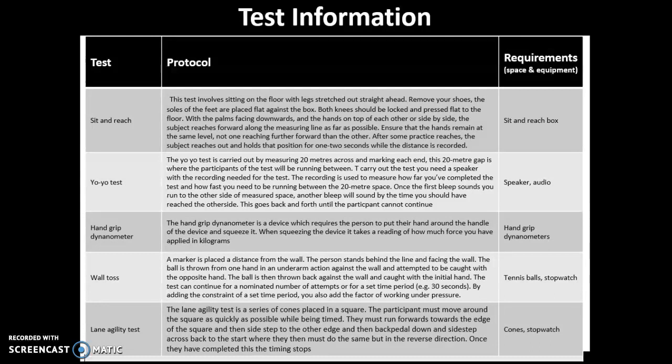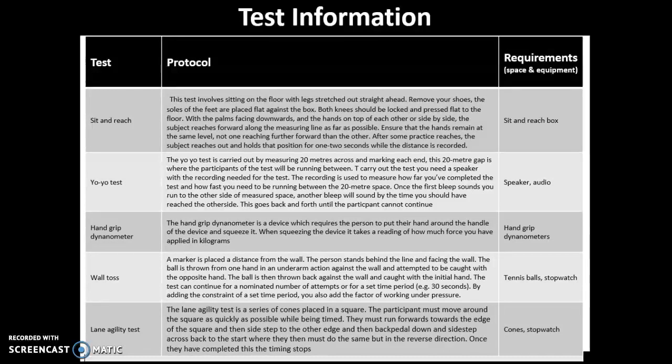So the yo-yo test is carried out by measuring 20 meters across and marking each end. This 20-meter gap is where the participants of the test will be running between. To carry out the test, you need a speaker with the recording needed for the test. The recording is used to measure how far you've completed the test and how fast you need to be running between the 20-meter space. Once the first bleep sounds, you run to the other side of the measured space. Another bleep will sound by the time you should have reached the other side. This goes back and forth until the participant cannot continue any longer.